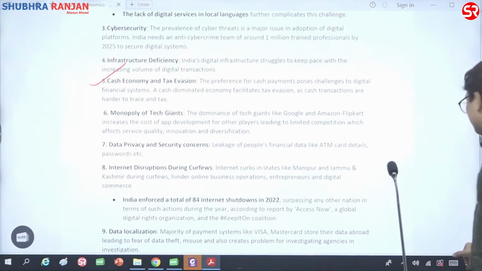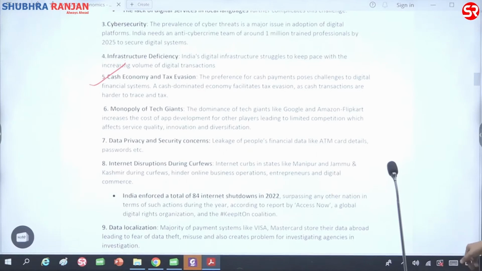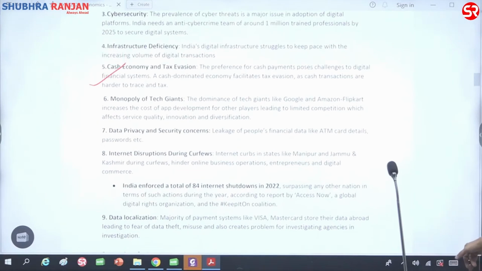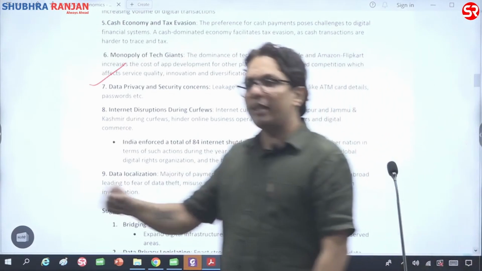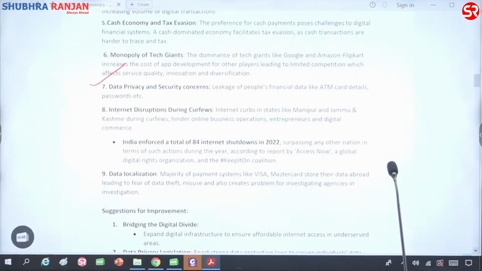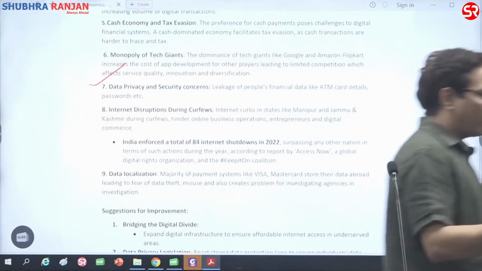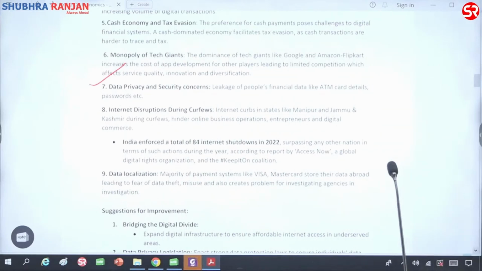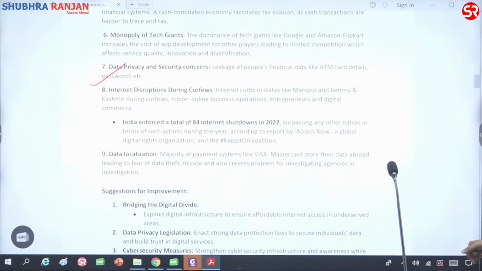And then another issue is internet disruptions during curfews, whether it is Manipur, Jammu Kashmir, Punjab. Most of the time we see internet disruption during curfews. So when there is internet disruption, don't you think it will hurt the entrepreneurs in those areas? They cannot accept payments, they cannot even take online orders. So it's a drawback for them also. And then data localization. The issue was brought up earlier. I hope you know what data localization is. We tried for data localization, could not succeed in it, right?